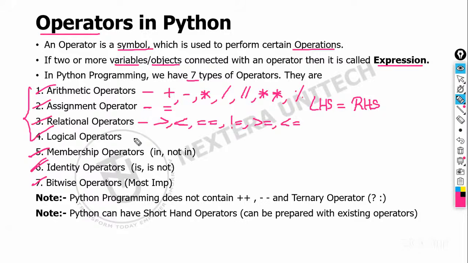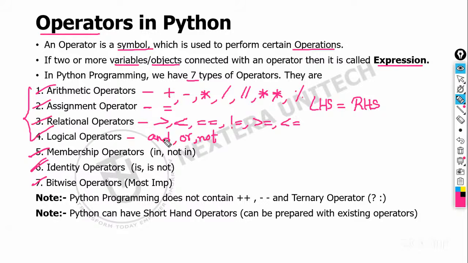Next to relational operators, we have logical operators. What are the different logical operators that we have in Python? And, or, not. What is the purpose of logical operators? Logical operators help us to combine two or more relational expressions. If there are two or more relational expressions, they can be combined using logical operators. I can use the AND or OR operator.